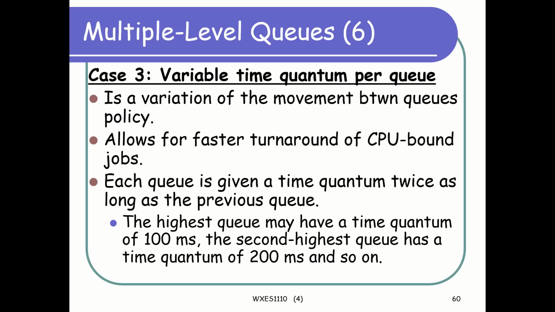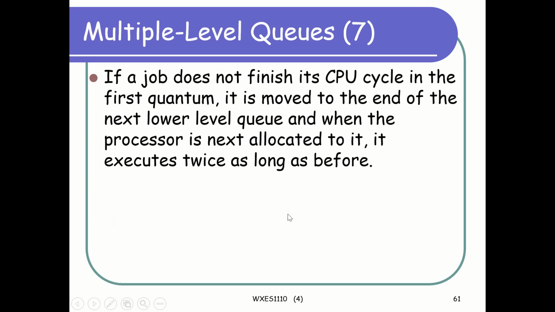And for case 3, variable time quantum per queue is a variation of the movement between queues policy. It allows for faster turnaround of CPU-bound jobs, and each queue is given a time quantum twice as long as the previous queue. The highest queue may have a time quantum of 100 milliseconds. The second highest queue has a time quantum of 200 milliseconds, and so on.